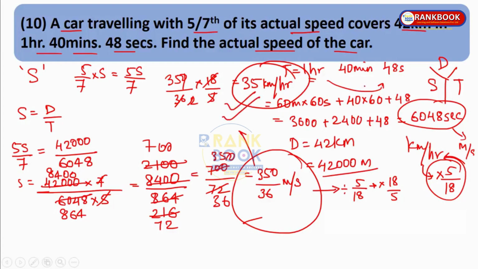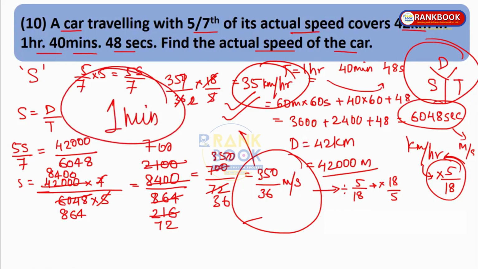See how easy it was using a very simple formula of DST, and any of the 4 types we can solve any sums related to speed, distance, time. So if you practice more, you will be able to solve the sums within 1 minute. Any sum related to speed, distance, time you will be able to solve within 1 minute for sure.